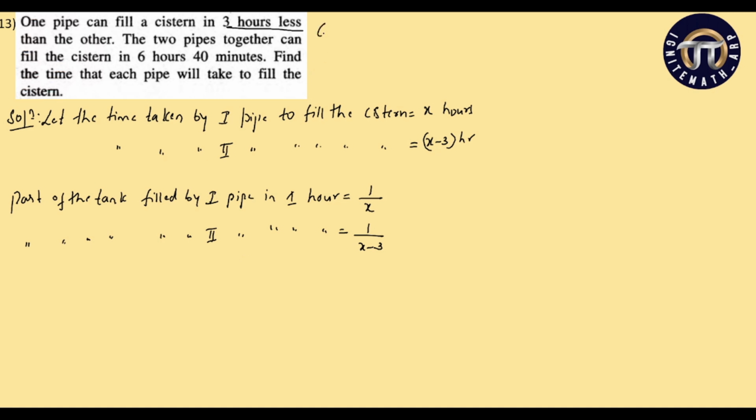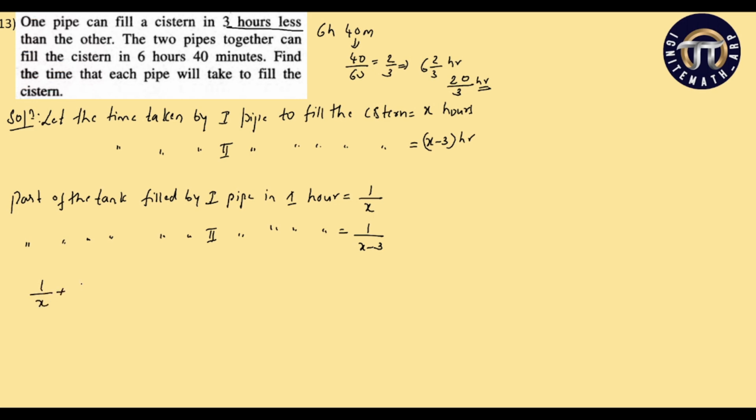How do you write 6 hours 40 minutes? So 40 minutes can be expressed as 40 by 60, that is nothing but 2 by 3. So 6 hours 40 minutes means what? 6 2 by 3 hours. 6 2 by 3 in the sense it is 20 by 3 hours. Clear, children?